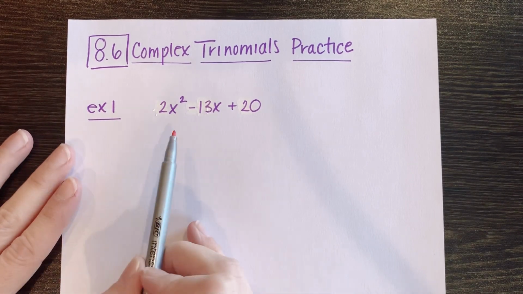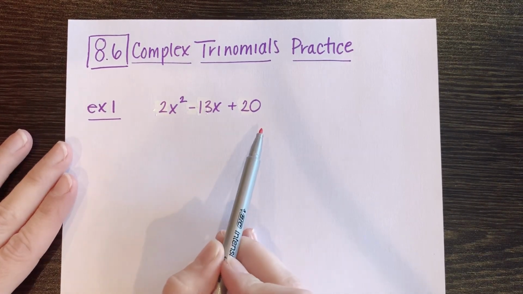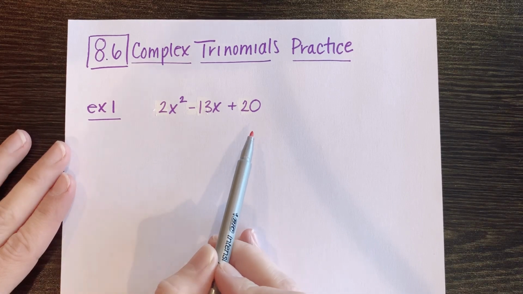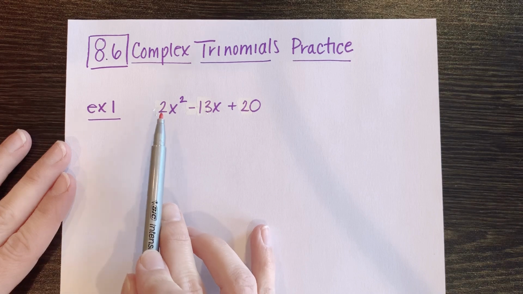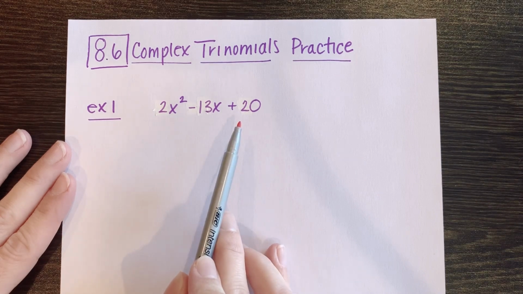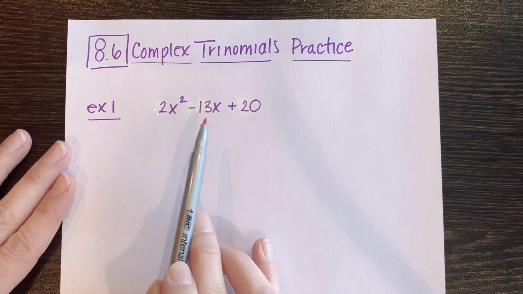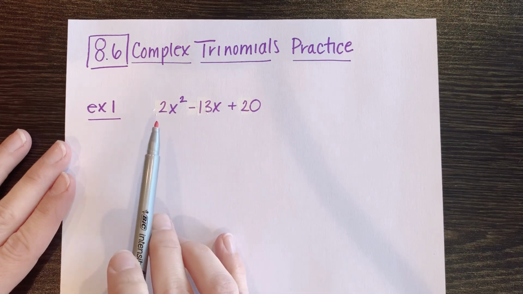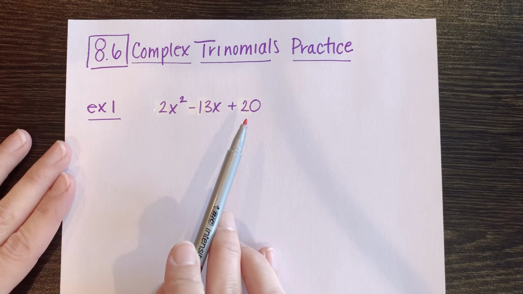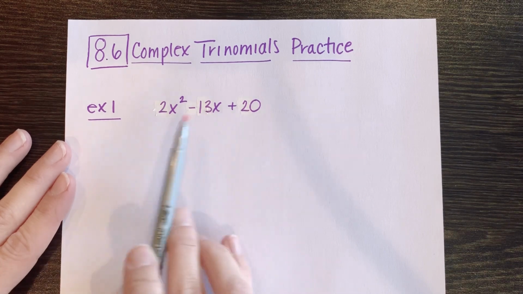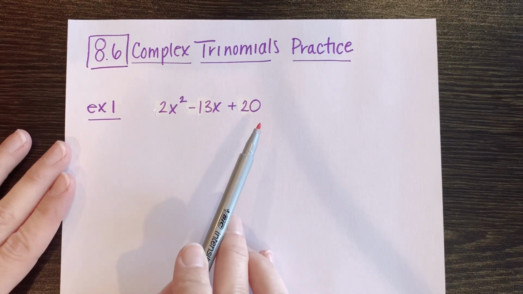So let's see if we remember. Step 1 of factoring, always check for a GCF. Anything in common between 2, 13, and 20? Nope, nothing goes into all three. I can't take out an X because I do not have an X in every single term. So I do not have a GCF. Can't do anything in terms of taking out a GCF.